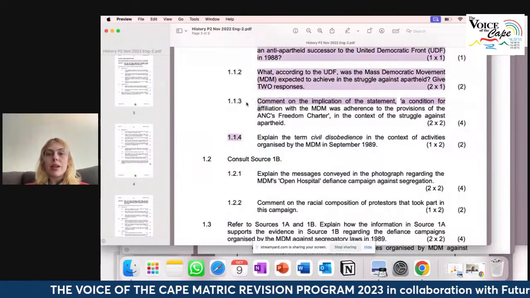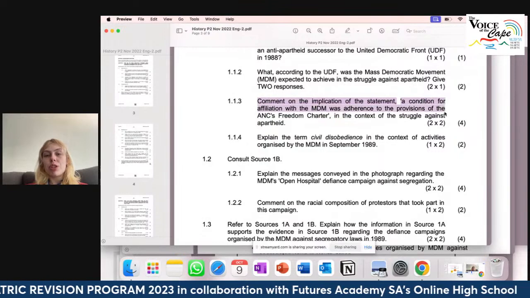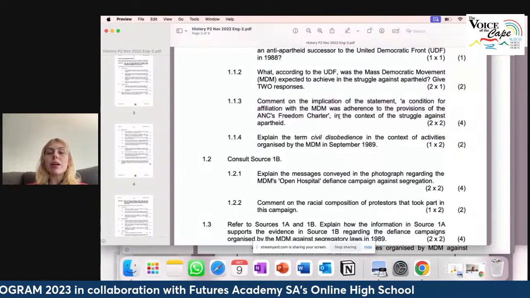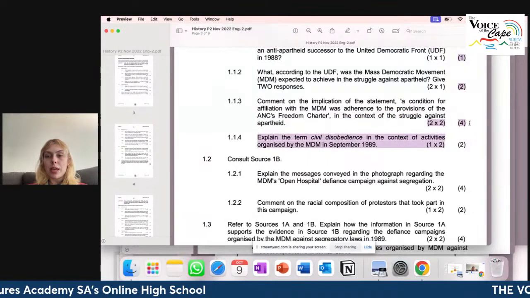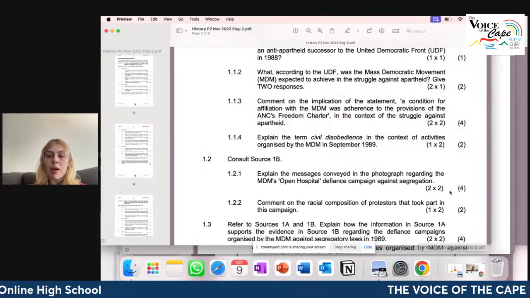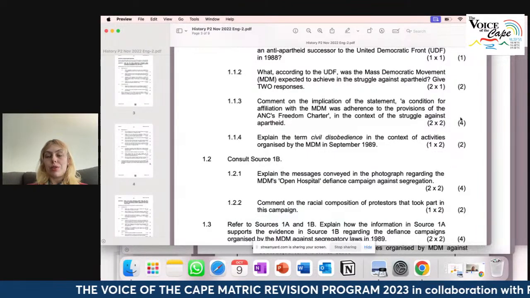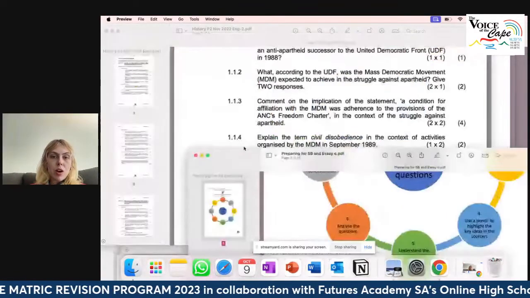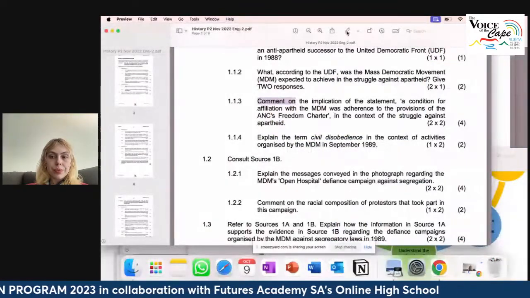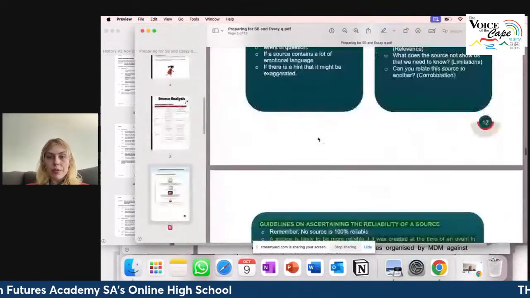Implication of the statement: a condition for affiliation with the MDM was adherence to the provisions of the ANC's Freedom Charter in the context of the struggle against apartheid. Okay, so 2 times 2 equals 4. Remember what we learned about mark allocation. That means we need to give 2 complex responses for 2 marks each to get the total of 4 marks. So note that this is a comment on question. So what do you do for a comment on question?